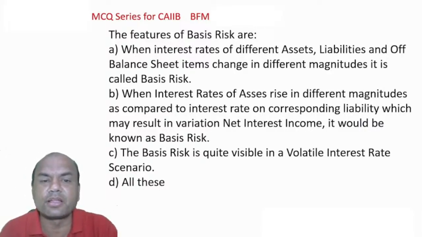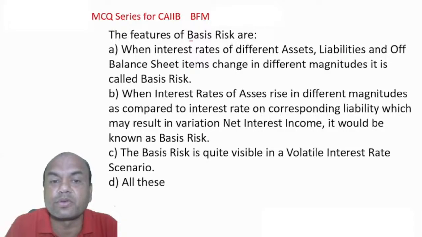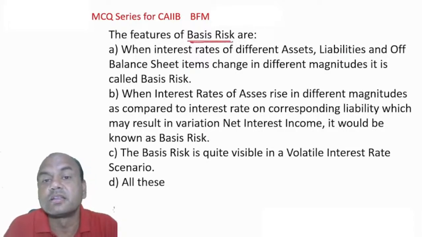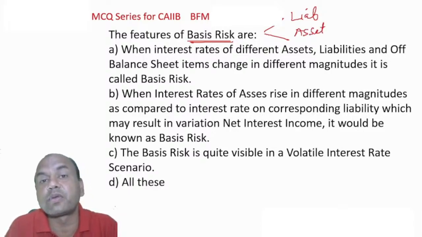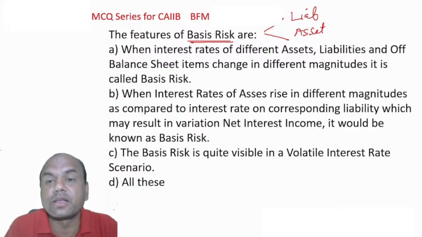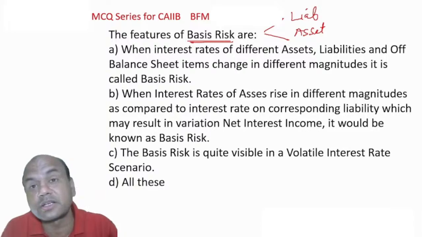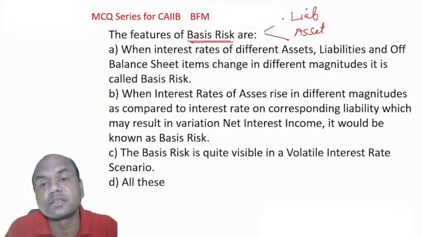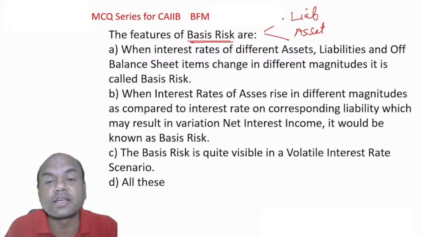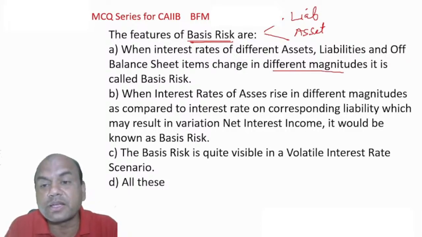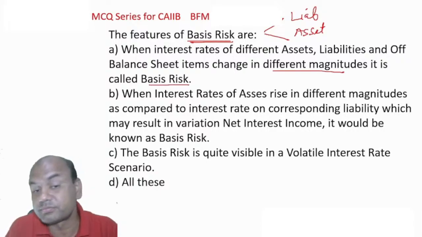These are the features of the basis risk. Basis risk means what? The rate of interest of liabilities and assets, means deposits and loans, changes differently in different magnitudes. ROI changes differently, means rate of interest of deposit changes by 2% and rate of interest of loan changes by only 1%. So that is known as the basis risk. When the interest rates of different assets, liabilities and off balance sheet items change in different magnitudes, it is called as basis risk.